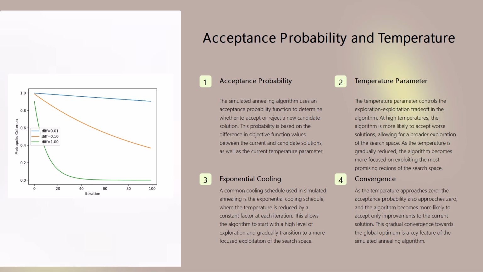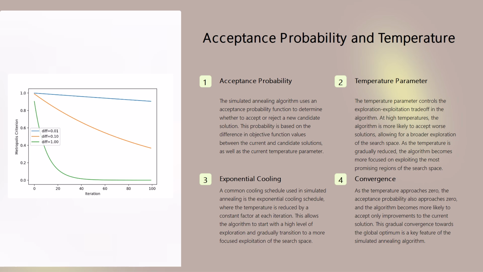2. We have the temperature parameter. The temperature parameter controls the exploration-exploitation trade-off in the algorithm. At high temperatures, the algorithm is more likely to accept worse solutions, allowing for a broader exploration of the search space. As the temperature is gradually reduced, the algorithm becomes more focused on exploiting the most promising regions of the search space.